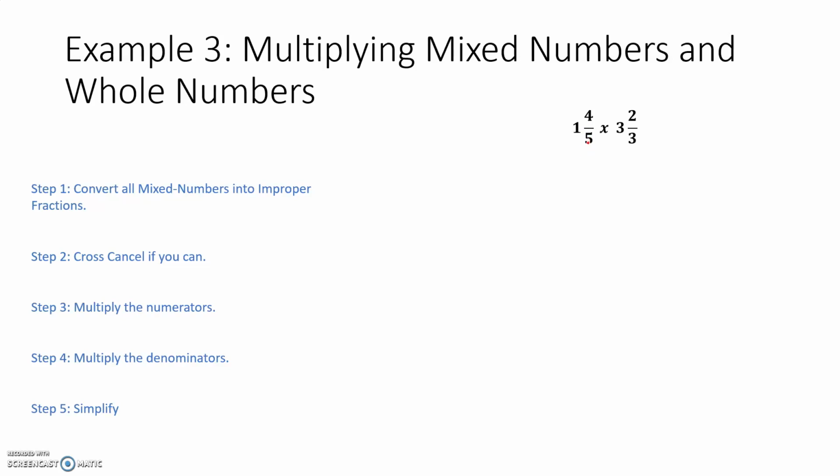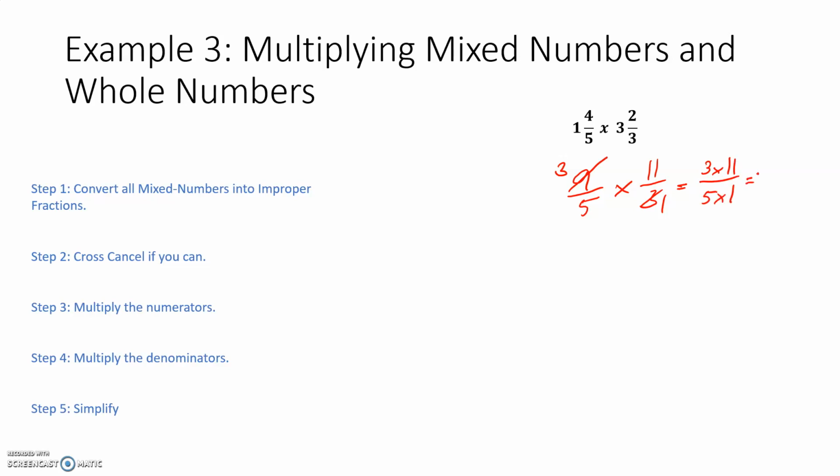So 1 and 4/9 becomes 13/9 times 3 and 2/3 becomes 11/3. All right. Now, I converted both into improper fractions. Now I'm going to cross cancel if I can, and I can. I cross cancel 9 and 3. So it becomes 3, and that becomes 1. So my problem becomes 3 times 11 over 5 times 1.